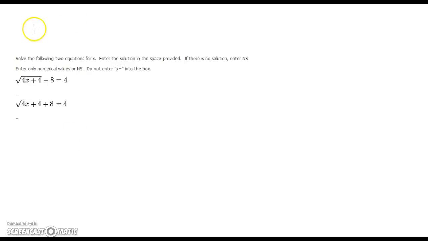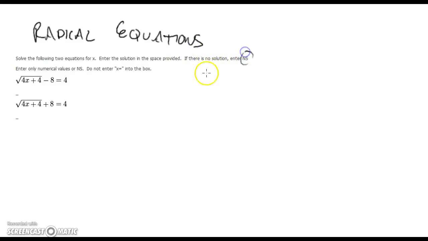All right, what we're doing here is we're working with some radical equations. And what we're going to do is decide if there is a solution or if there is not a solution. So if there is a solution, we'll enter a value. If there's not a solution, we'll enter NS. So let's go ahead and crank through this first one.